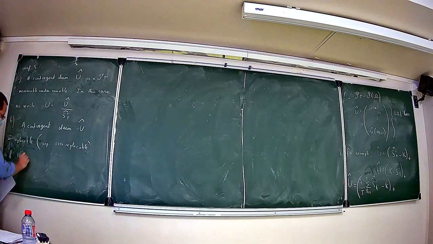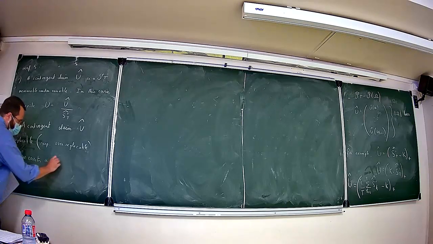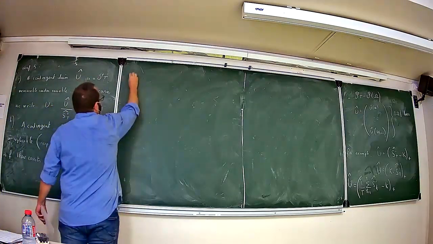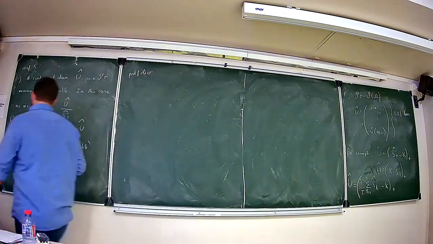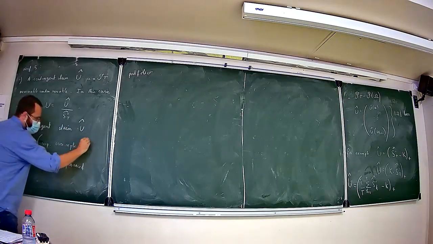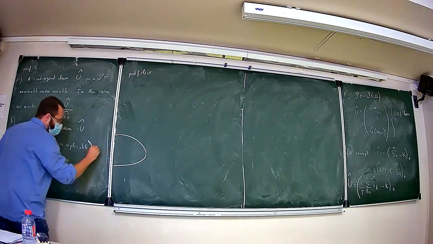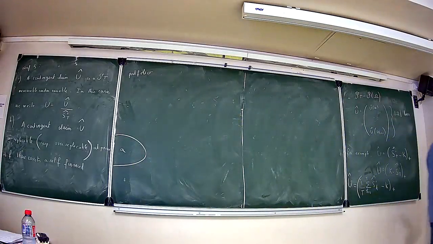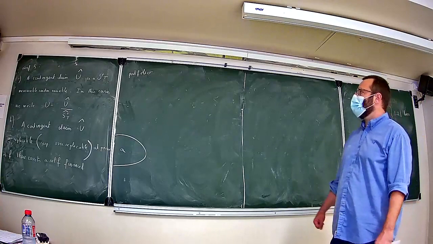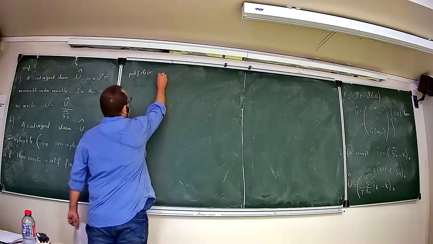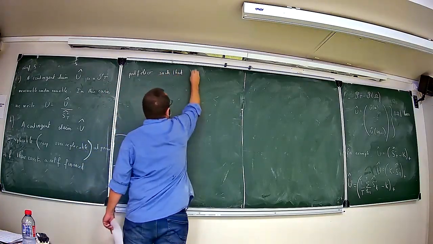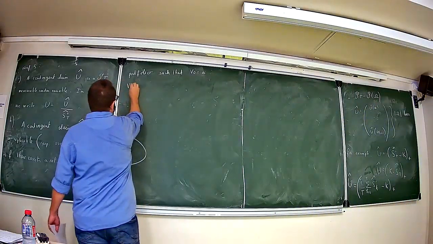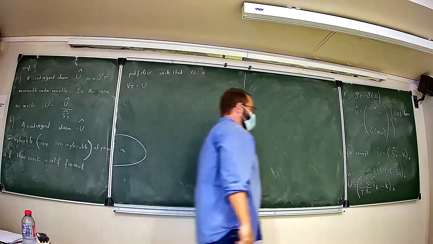So a contingent claim U at capital T is replicable or, respectively, over-replicable at price small a, if there exists a self-financed portfolio such that V0 is equal to a, I start from small a, and my final value, my discounted final value, is equal to U.